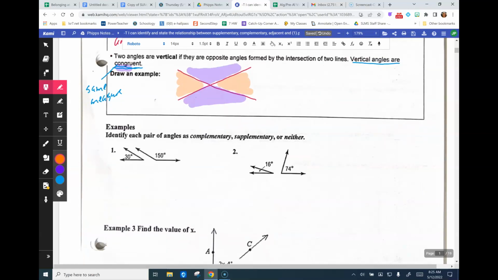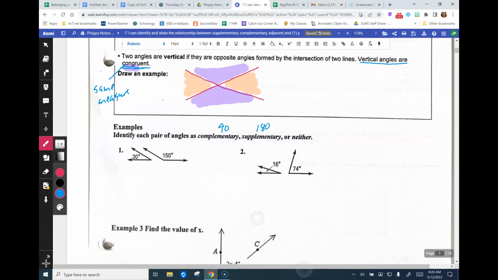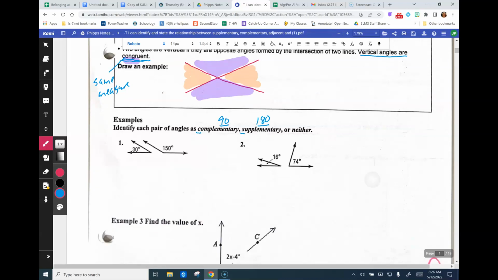Now we look at these examples and they want us to identify complementary or supplementary. Complementary is 90, supplementary is 180. Remember, there's always weird ways that I remember them. Here's how I remember this one. C is before S, 90 is before 180. C is first in the alphabet, and C comes before S, just like 90 comes before 180. So that's how you can remember.